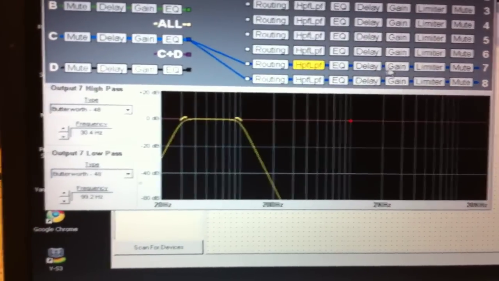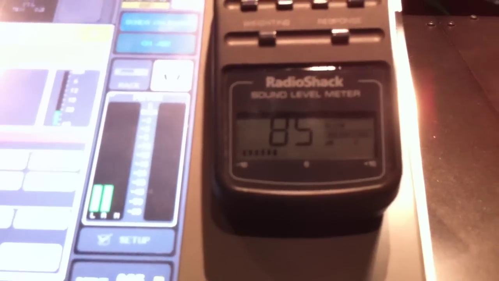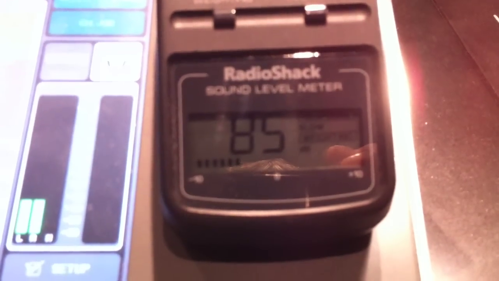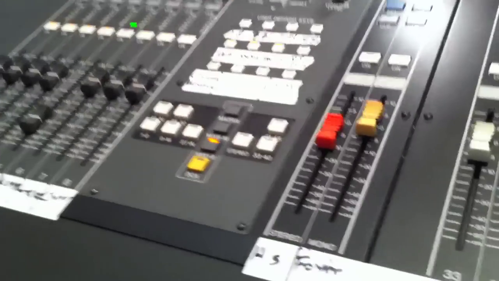So anyway, go ahead and set your mains here, we've got 85 dB. All right, here's my sub feed, and I've got that at 85. So both of those are matched on the faders.